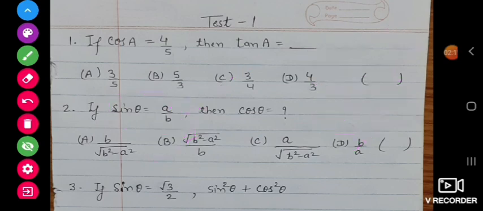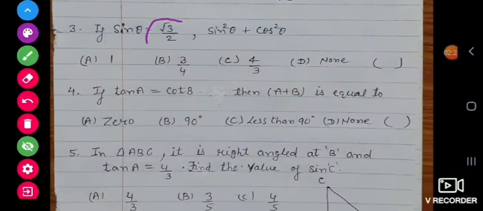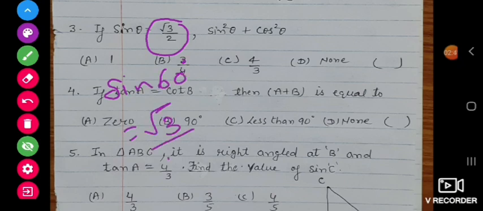So B is your answer. Its answer was B. Then come to the next one. Next question: sine theta is equal to root 3 by 2. Root 3 by 2 in the sine table, this is 60 degree, no? Sine 60 degree is equal to root 3 by 2.